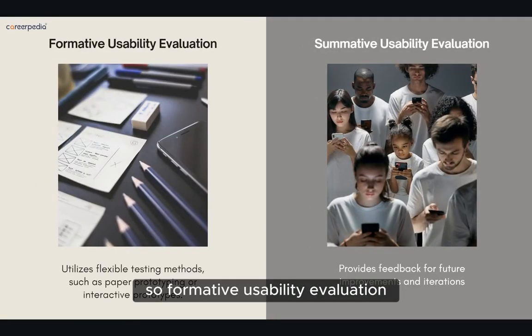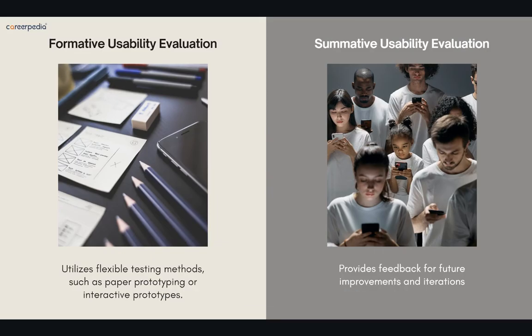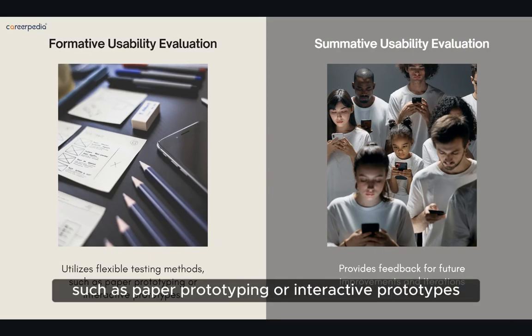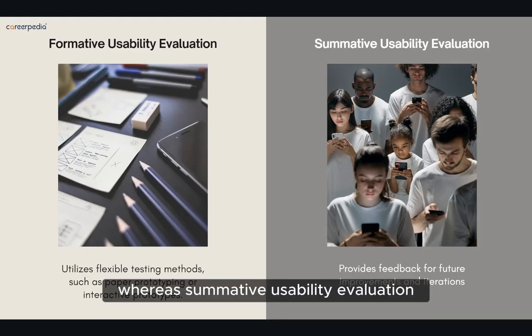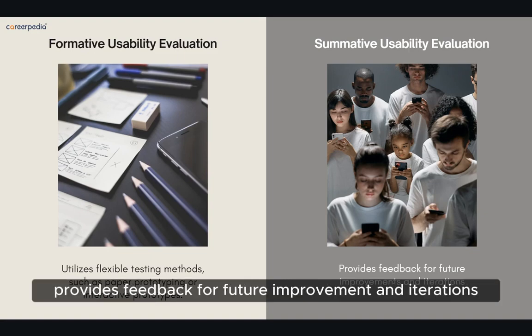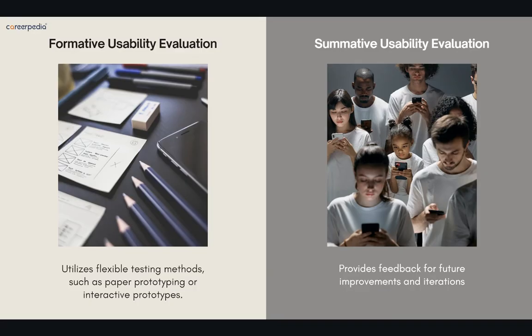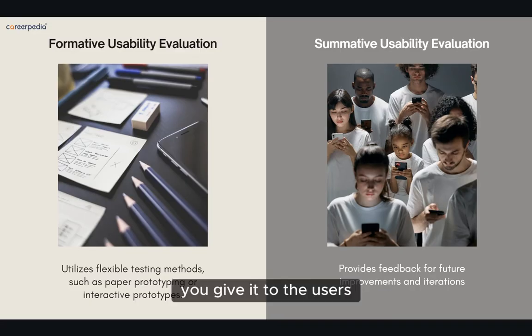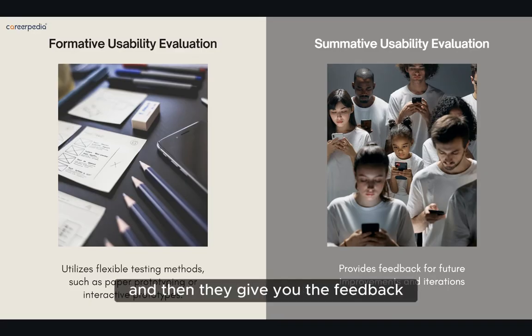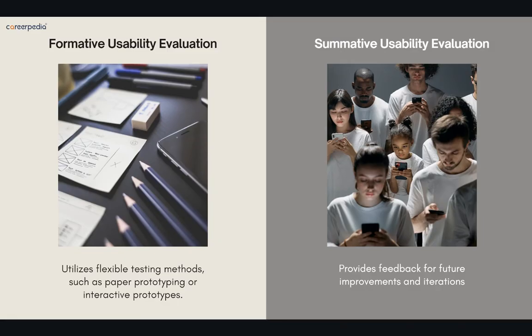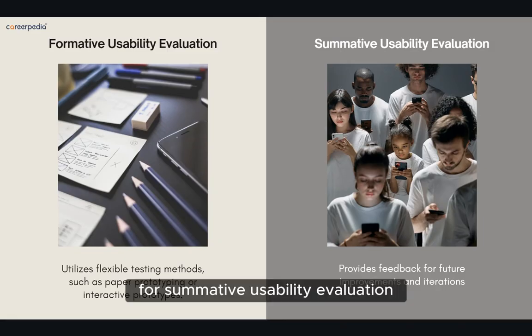So formative usability evaluation utilizes testing methods such as paper prototyping or interactive prototypes. Whereas summative usability evaluation provides feedback for future improvements and iterations. So once your product is ready, you give it to the users and then they test it out and then they give you the feedback. So once again, you need to start from designing it for summative usability evaluation.